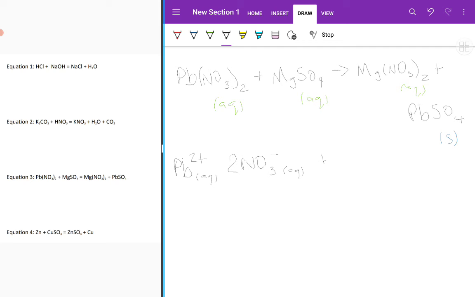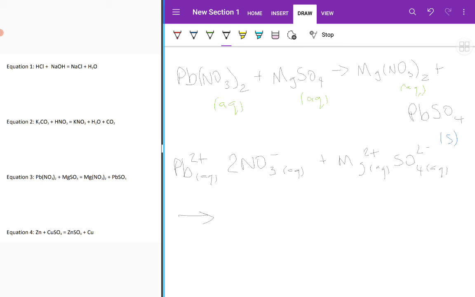Plus, our magnesium sulfate is made up of Mg2 plus ions and SO4 2 minus ions. It's not a case where we have four SO2 minus ions. No. Please do not change the formulas for the ions. Alright, and each ion here is going to be aqueous.